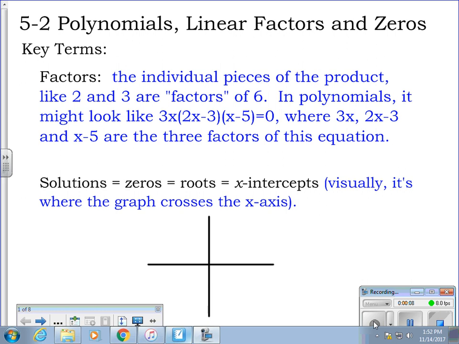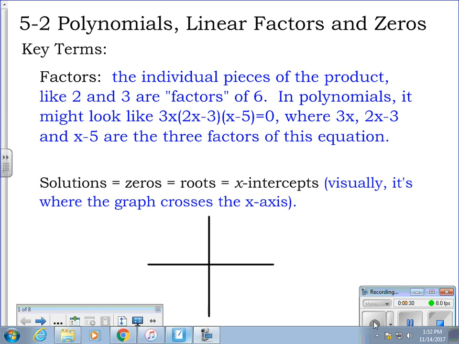So key terms: factors are a big deal. These are two very important terms. We talked about factors before. Factors are the individual pieces of the product, like 2 and 3 are factors of 6. 2 times 3 gives me 6. That makes them factors of 6.